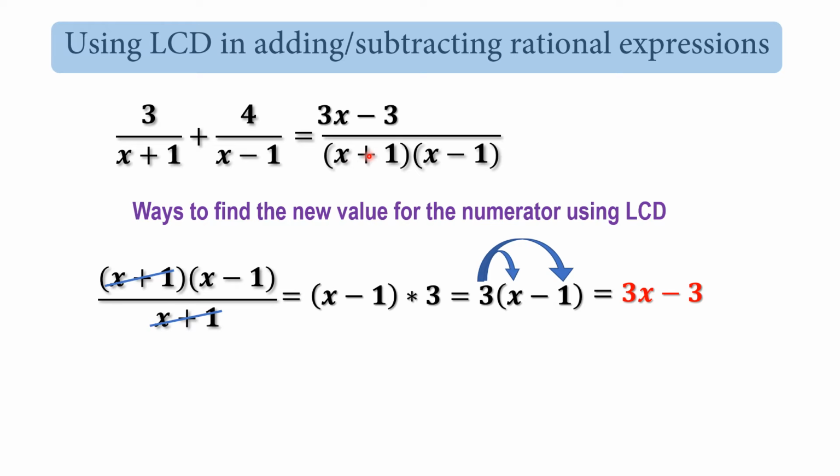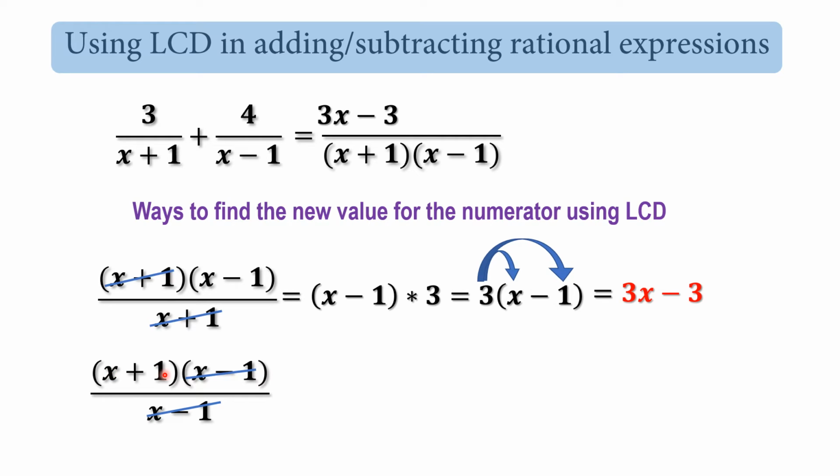Okay, now let's proceed on finding out the new numerator of the second expression, 4 over x minus 1. Same process, copy the LCD, then divide it by the old denominator. In this case, as you can see, we have x minus 1 on the numerator. We also have x minus 1 on the denominator. They are just the same, so we can cancel them out, because they're just equal to 1. And the remaining is quantity x plus 1.